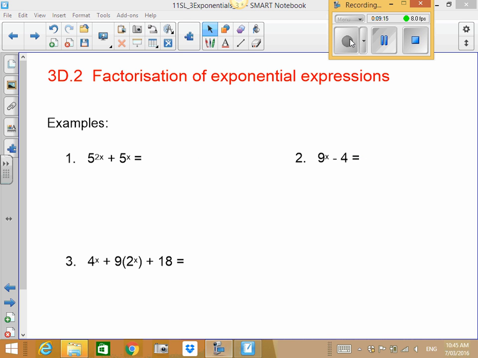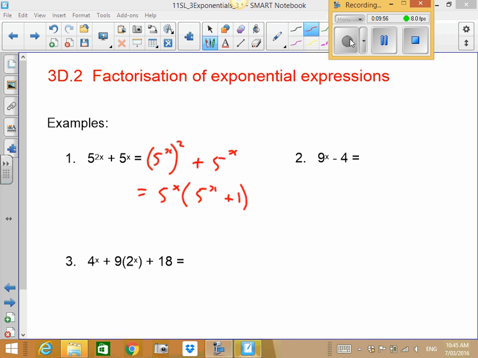Let's turn our attention to factorising now. When you see 5 to the power of 2x, remember that can be written as 5 to the power of x all squared. You can check by using the power of a power law that 5 to the x all squared is the same as 5 to the power of 2x. So we have 5 to the power of x all squared plus 5 to the power of x. Taking out the common factor of 5 to the power of x leaves 5 to the power of x plus 1.